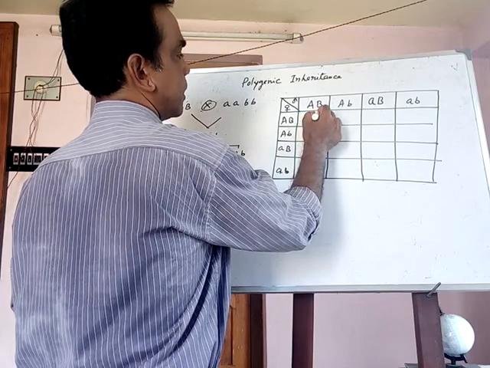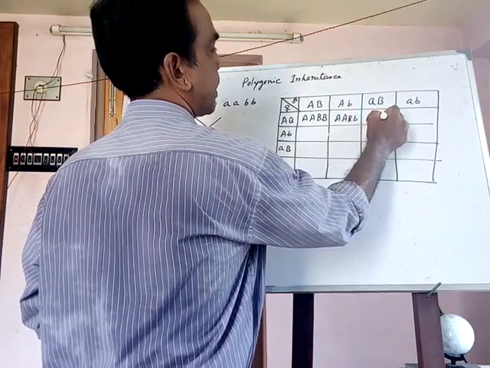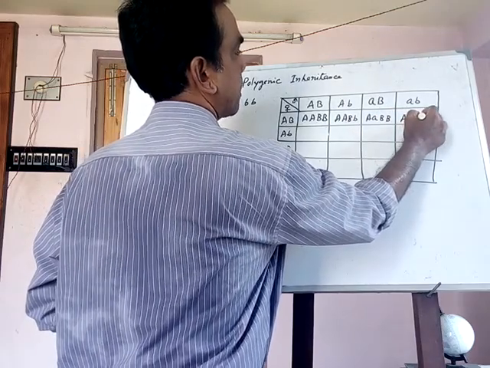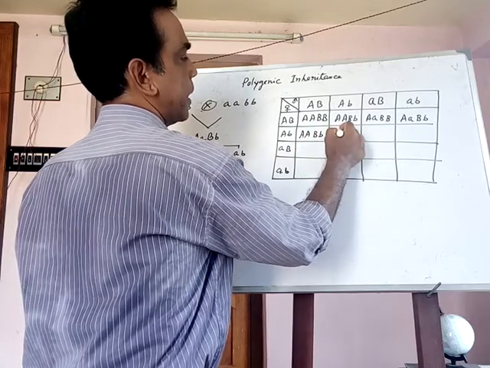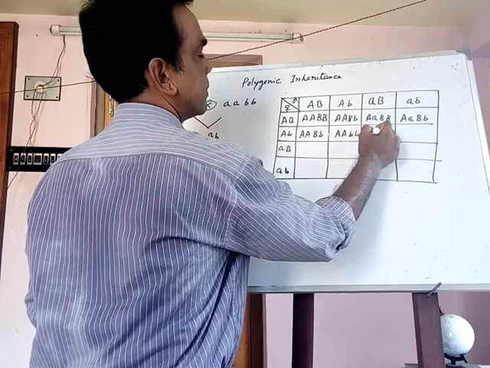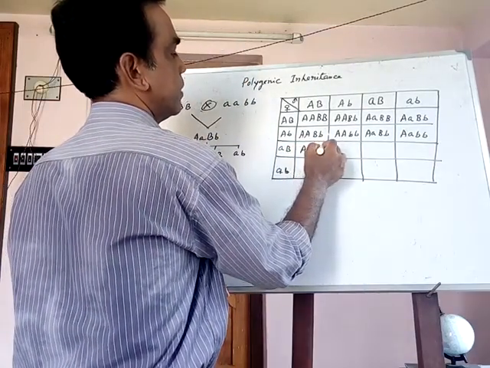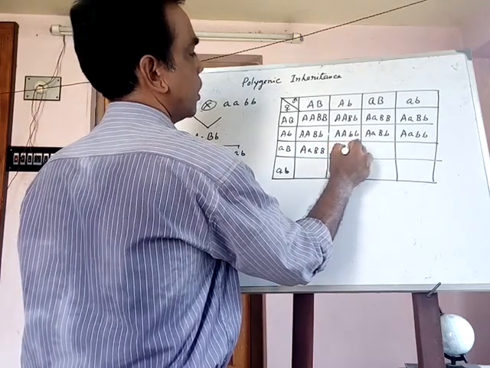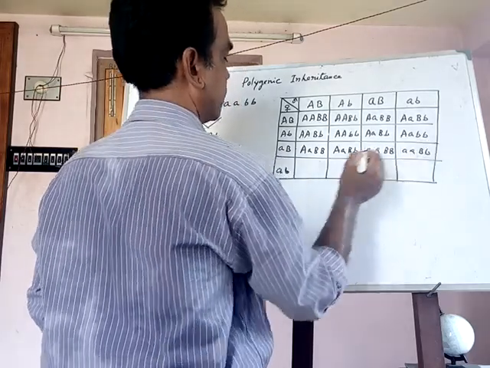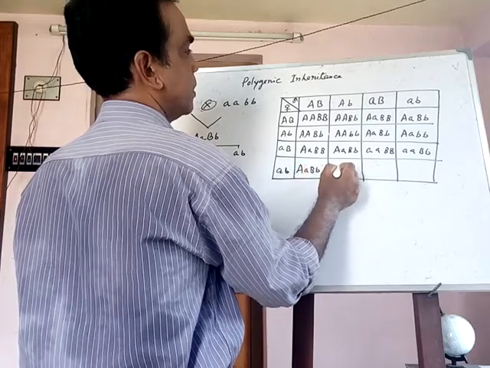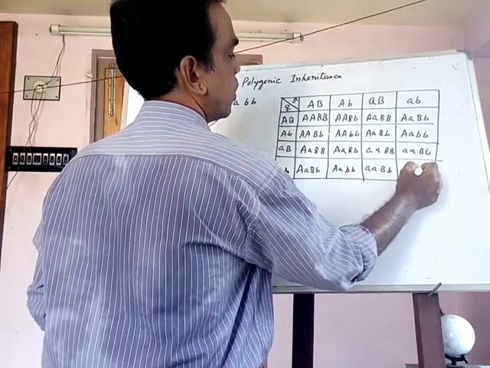Now the genotypes are: capital A, capital A, capital B, capital B; capital A, capital A, capital B, small b; capital A, small a, capital B, capital B; capital A, small a, capital B, small b. Then capital A, capital A, small b, small b; capital A, small a, capital B, small b; capital A, small a, small b, small b; small a, small a, capital B, capital B; small a, small a, capital B, small b; small a, small a, small b, small b.